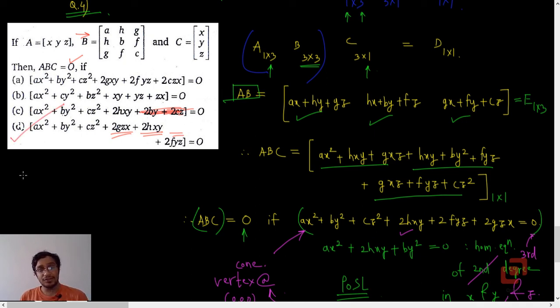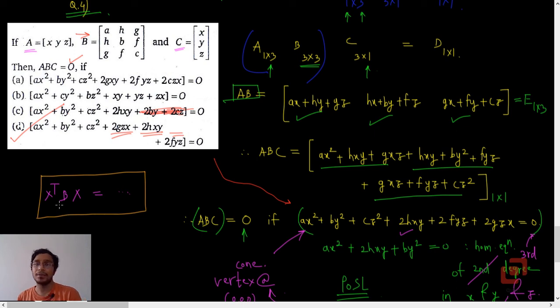So although this problem is based on matrix multiplication, it is actually telling you something regarding the homogeneous equation of second degree in X, Y and Z. Now quite often you will find such representations, X transposed B into X, because A and C are nothing but transposes of one another, equal to something. Such representations are common in linear algebra. You will definitely study them in your next year. So that is question 4.